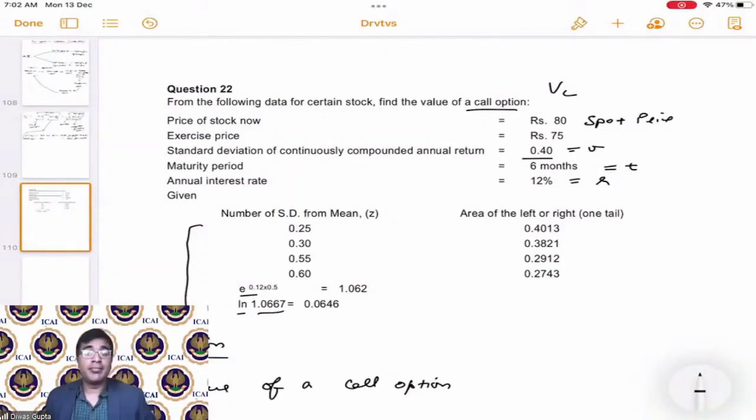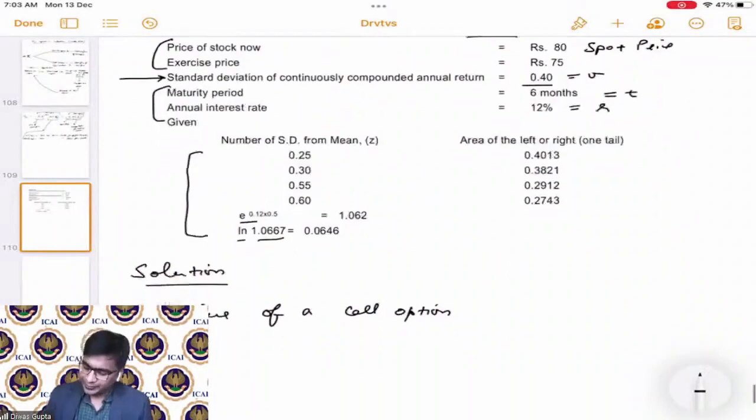One is because in the binomial model, there is no use of standard deviation, correct? In the binomial model, all the other things are used: price, exercise price, maturity period, annual rate. Instead of standard deviation, what we are using there is the probability, correct? So had some question given us something on probability and not on standard deviation, we would have applied the binomial model. But here, all the relevant data for Black-Scholes model is given, including the standard deviation, correct? Hence, it clicked that we have to apply Black-Scholes model only.